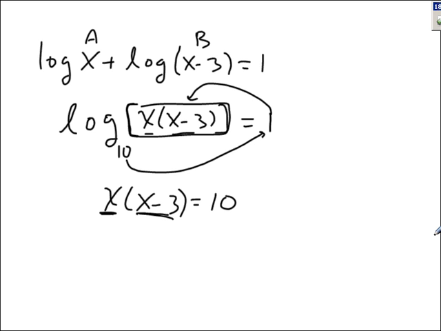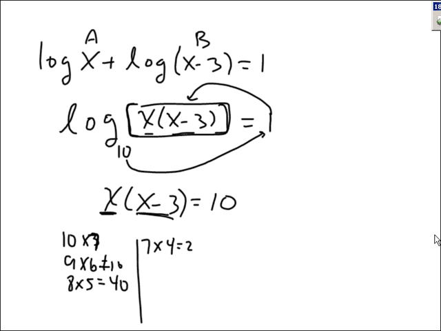So let's get 10. Well, if you looked at 10 times 3 less, that's too much. If you looked at 9 times 3 less, that's too much. That's not 10. If you looked at 8 times 3 less, that's 40. If you looked at 7 times 3 less, that's 28. If you looked at 6 times 3 less, that's 18. If you looked at 5 times 3 less, what do you know? That's 10.